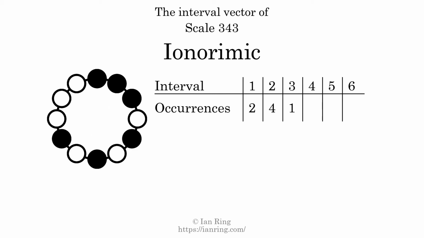There is 1 interval with a size of 3 semitones. It is here. There are 4 intervals with a size of 4 semitones. They are here, here, here, and here. There are 2 intervals with a size of 5 semitones. They are here and here. There are 2 intervals with a size of 6 semitones. They are here and here. Each interval does not appear in this scale a unique number of times, so this is not a deep scale.